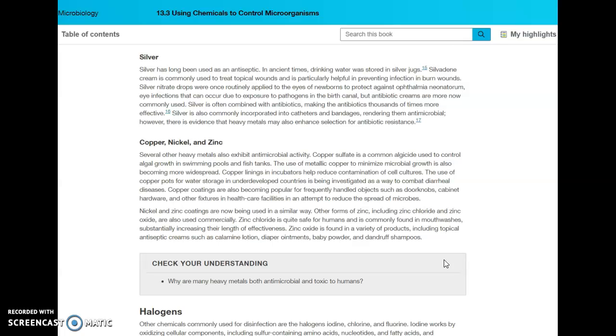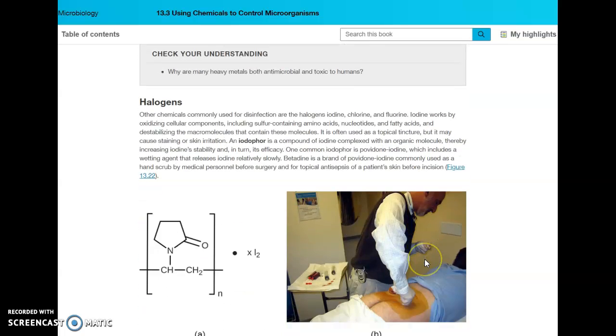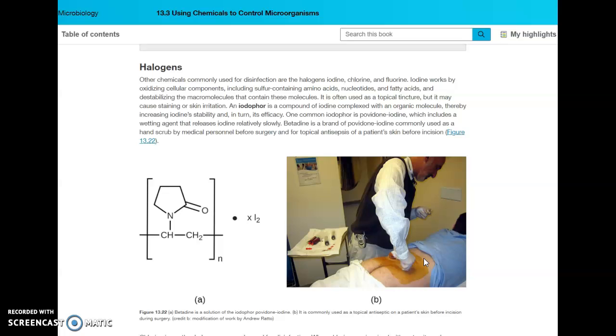We look at copper, nickel, and zinc, some others. Copper sulfate can be used as an algicide in aquariums. Metallic copper can also be used to inhibit microbial growth. Zinc chloride, zinc oxide can be used commercially. They're found in mouthwashes and antiseptic creams. So we are finding other uses for heavy metals, so it's possible that this list will grow in the future.